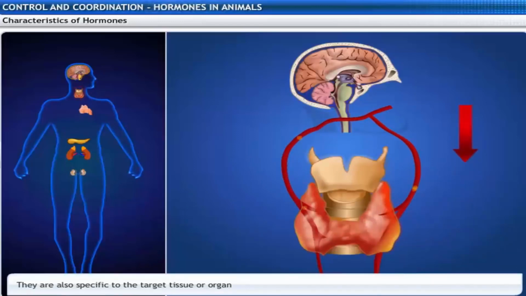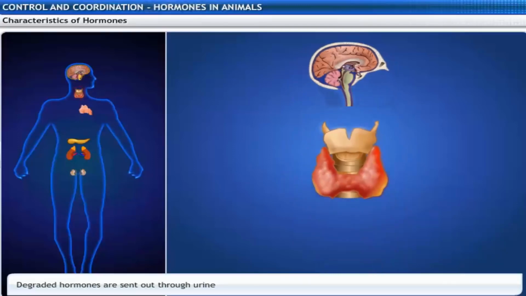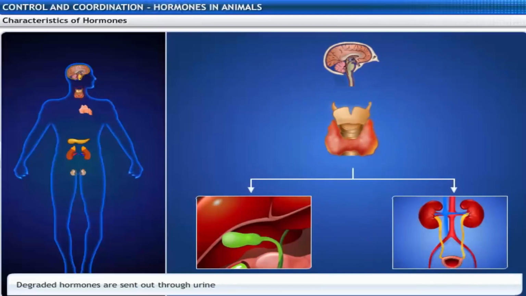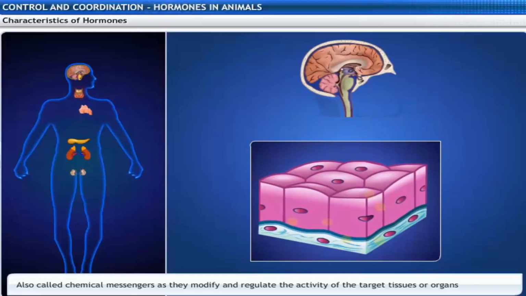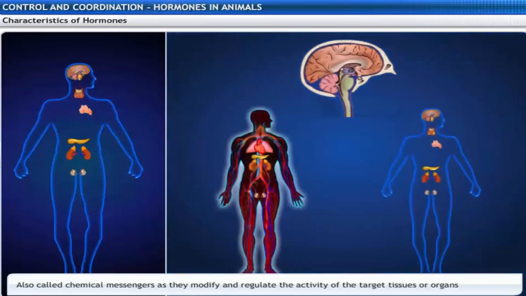They act on target tissues or organs that are located far from the site of production. They are target specific. They are not stored and, except thyroxine, have high specificity. They are degraded by tissues and are excreted by the liver to the bile and by the kidney into urine. They bring about their characteristic effect on target cells by modifying cellular activities and they act as chemical messengers between the nervous system and body organs.